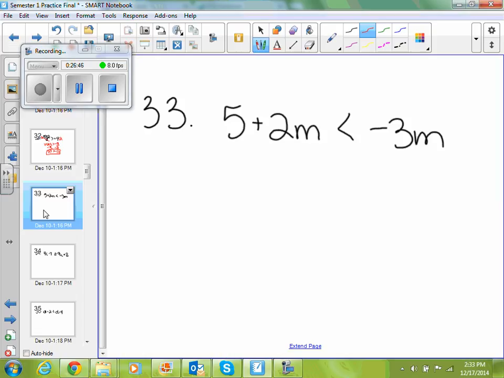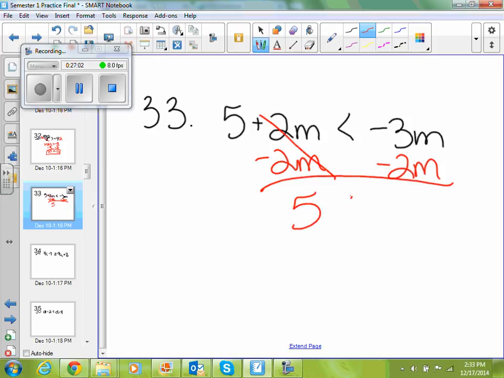Number 33: 5 plus 2m is less than negative 3m. What do I do? Subtract 2m. So 5 is less than what? What's negative 3 minus 2? Negative 5m. Okay, now what? Divide by negative 5.